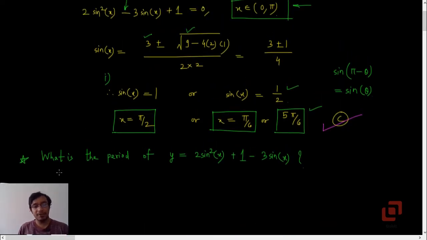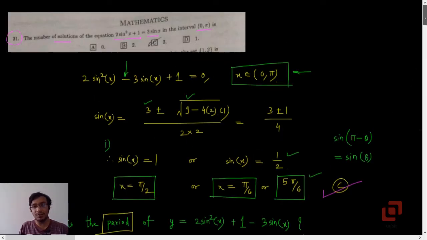First, if I ask you the question, what is the period of the function y, which is 2 sine squared x plus 1 minus 3 sine x? So in this question we found out its roots, right? We equated it to 0.